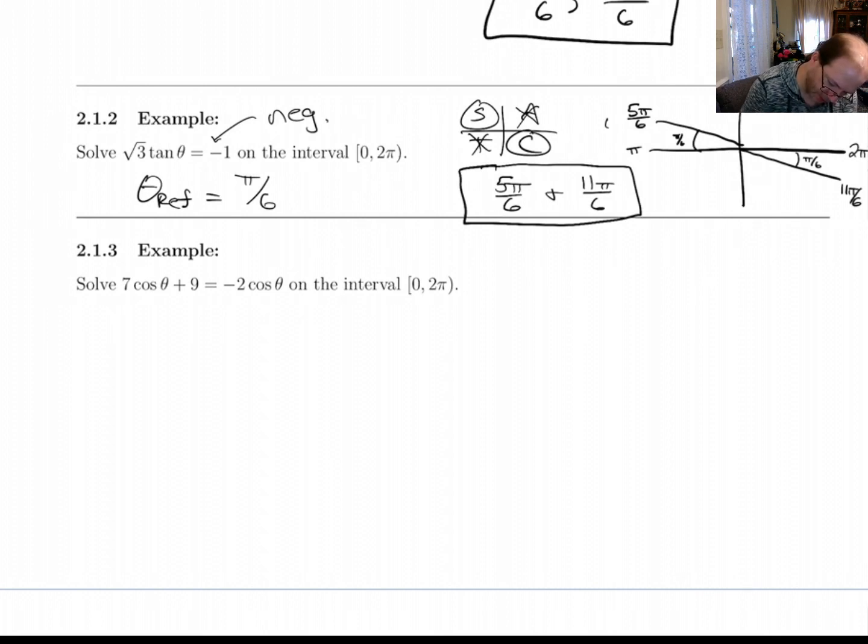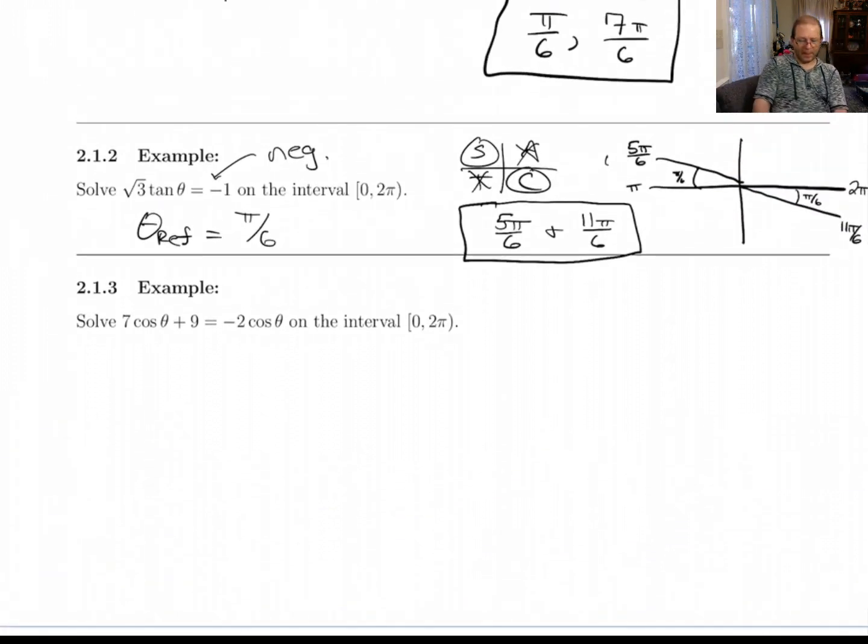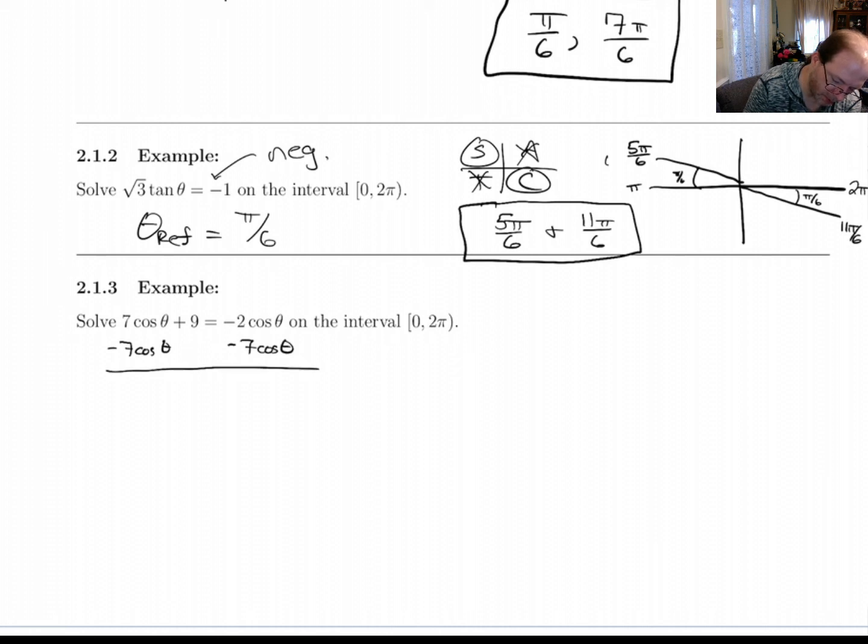Okay, let's look at this last. This is the last example for this video. Solve this equation on the interval. Okay, well we've got 7 cosine theta and negative 2 cosine theta over there. So we need to combine these, put them all on one side. I think what I want to do is leave the 9 over here. And so let's subtract 7 cosine theta off of both sides. All right, when we do that, this side just becomes 9. This side is minus 9 cosine theta. So we get cosine theta is negative 1.